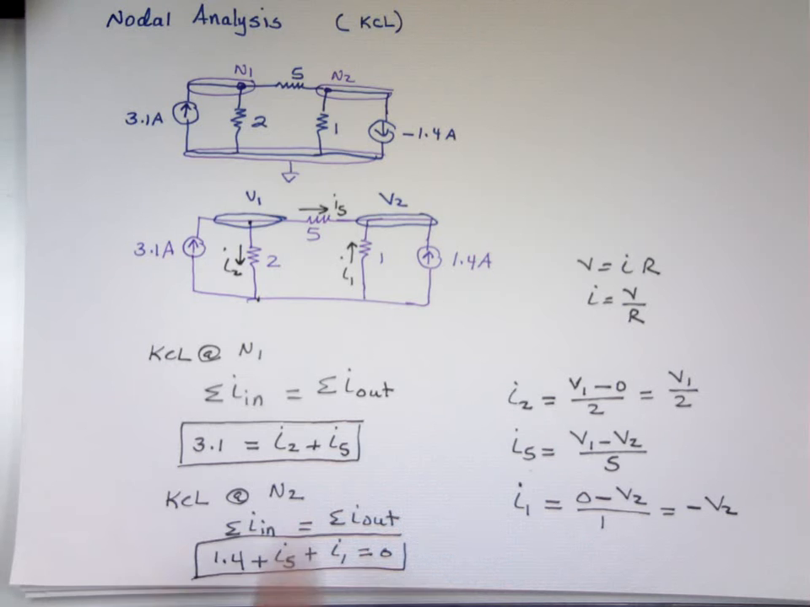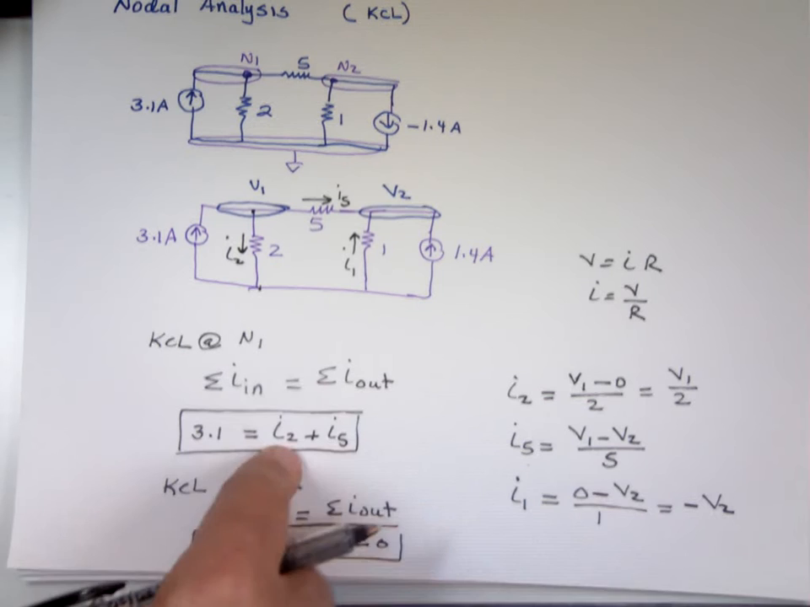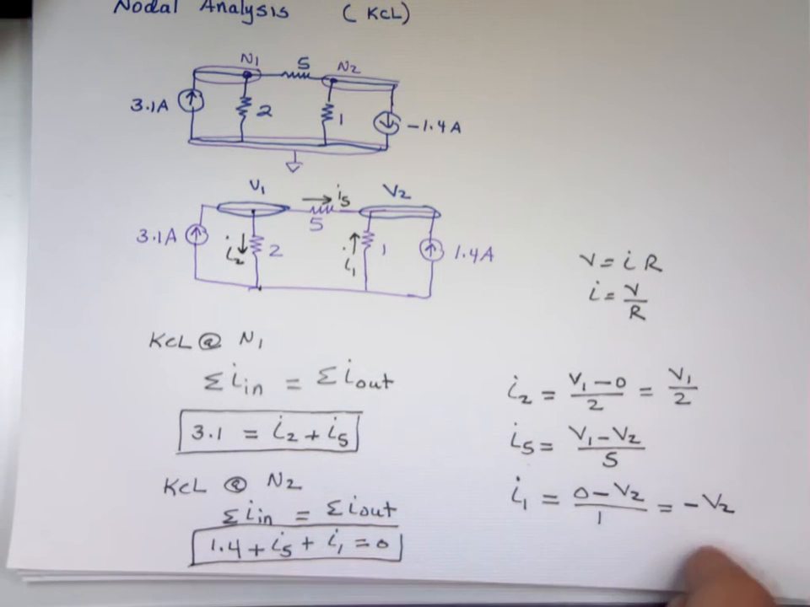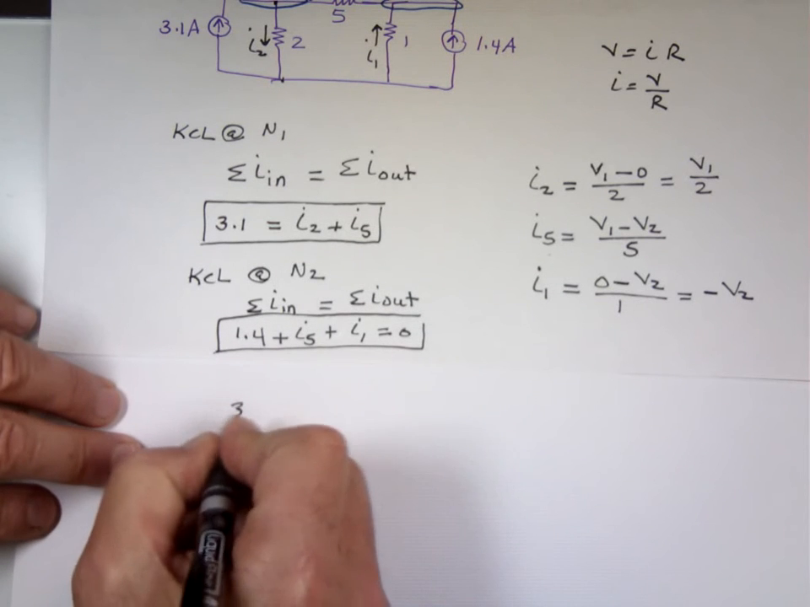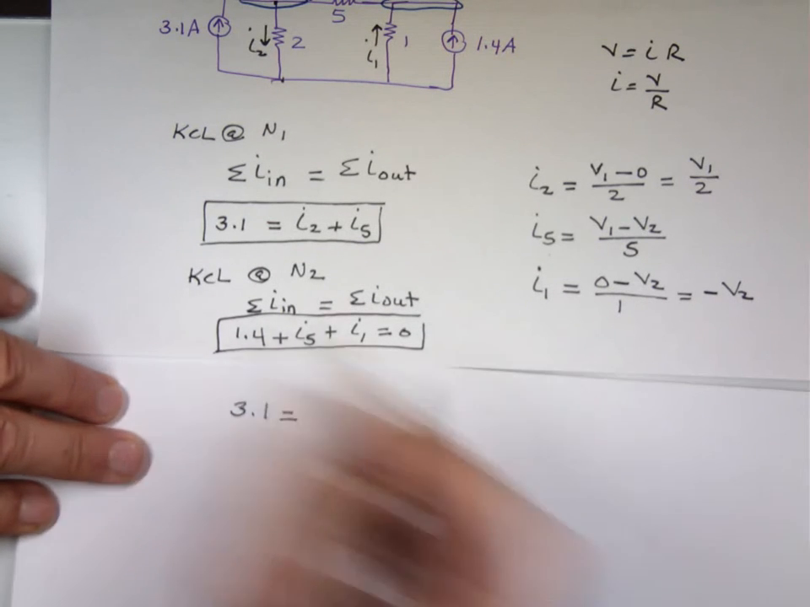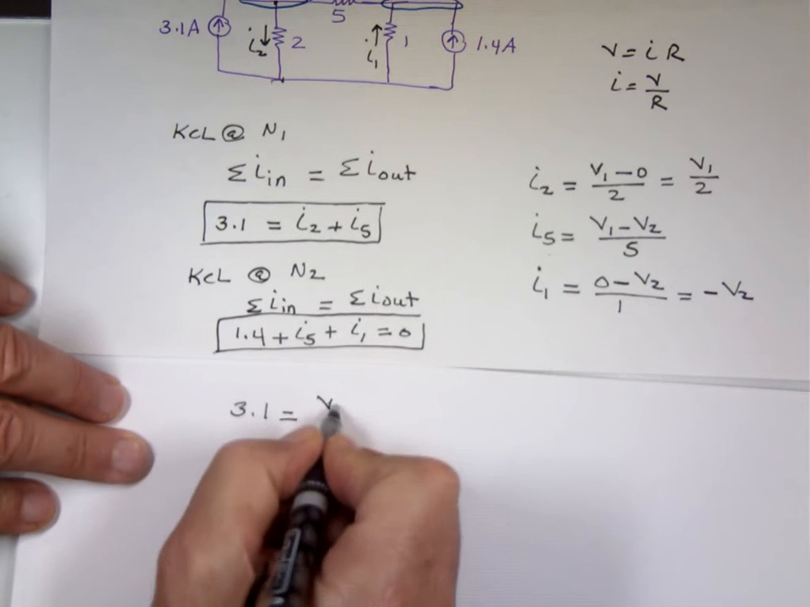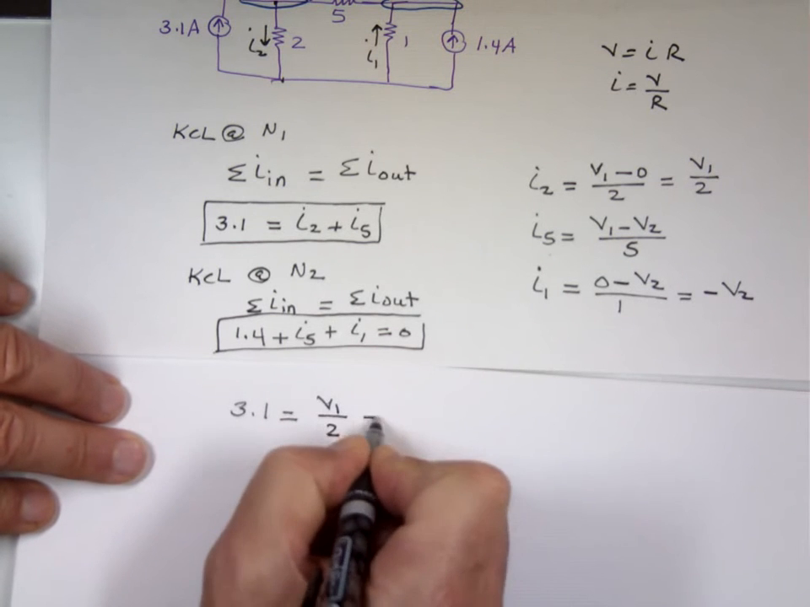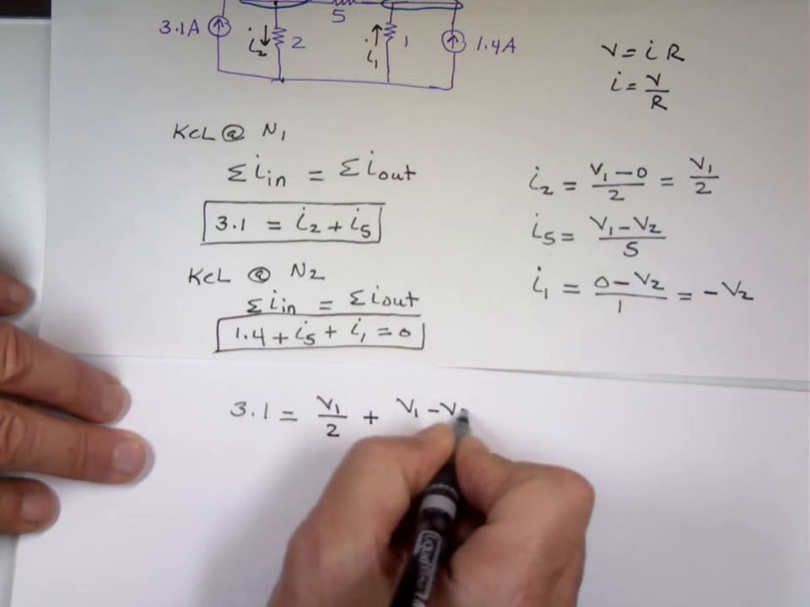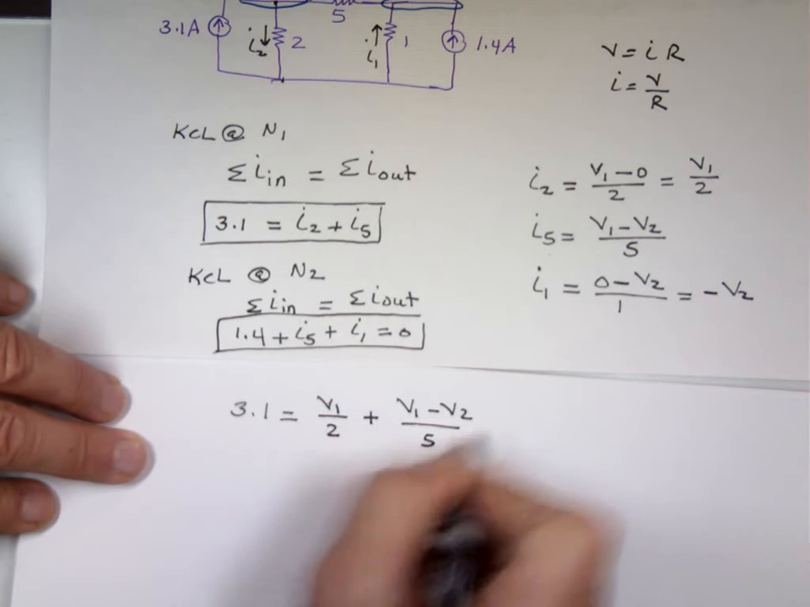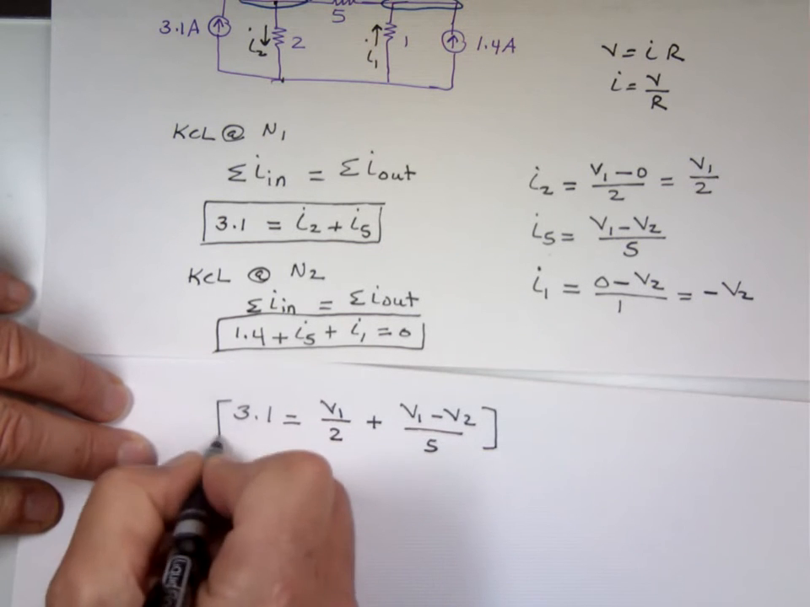Now, if I take these two equations and replace I2, I5, and I sub 1 with these values, I will have how many equations by how many unknowns? 2 equations by 2 unknowns. Here we go. 3.1 equals I sub 2. What is I sub 2? V1 over 2 plus I sub 5, which is V1 minus V2 divided by 5. My LCD is what here? 10?